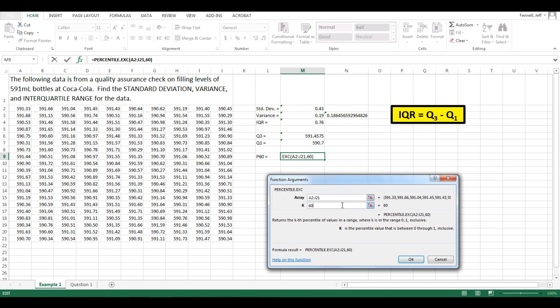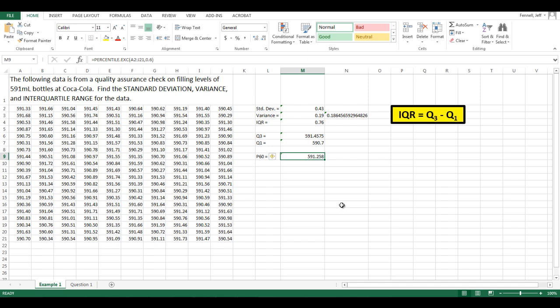I typed in the number 60. 60 is not in the range 0 through 1. All that percentile function wanted me to do is, instead of representing 60 as its percent, I want 60% in its decimal form. So instead of 60%, I will put in 0.6, in which case I do get the appropriate 60th percentile returned to me of 591.6. 0.26 to 2 decimal places.